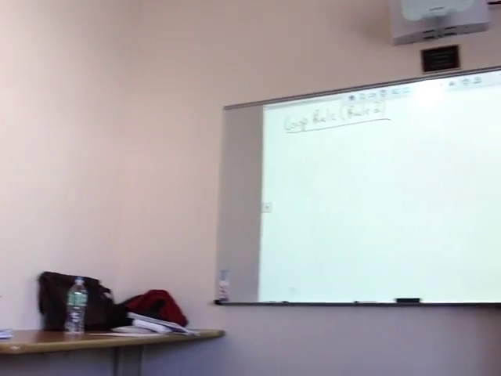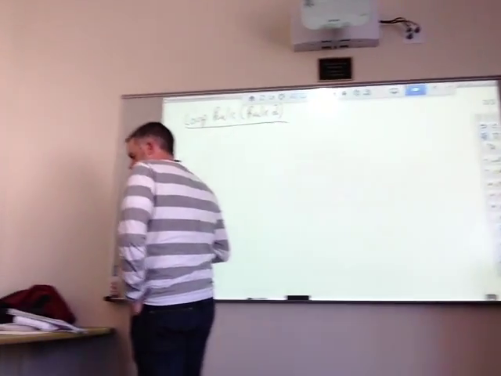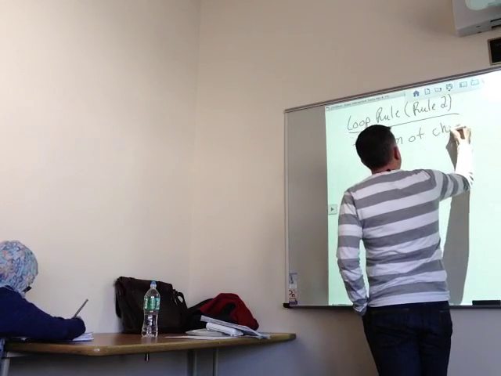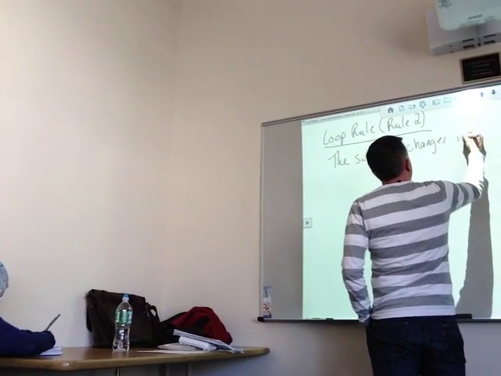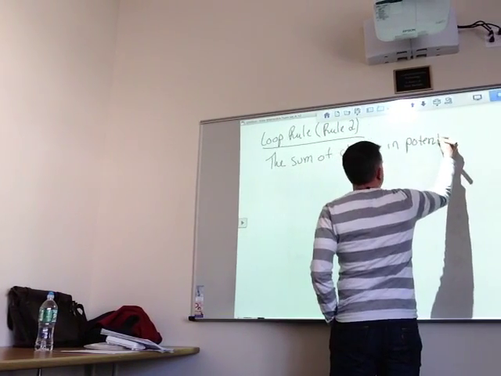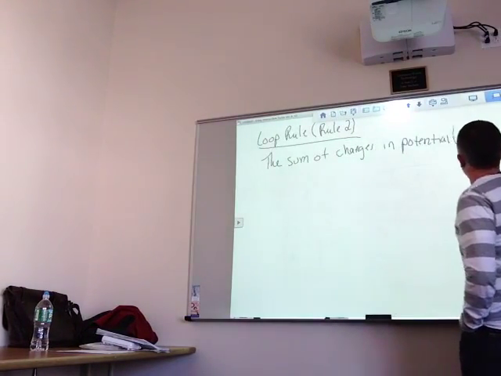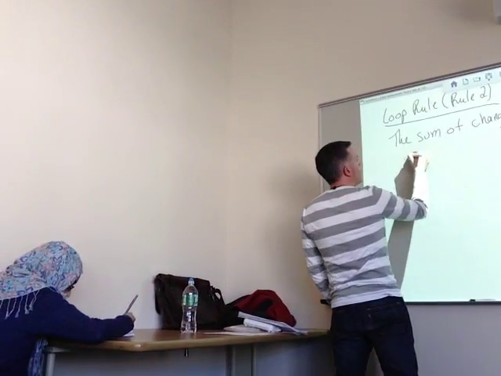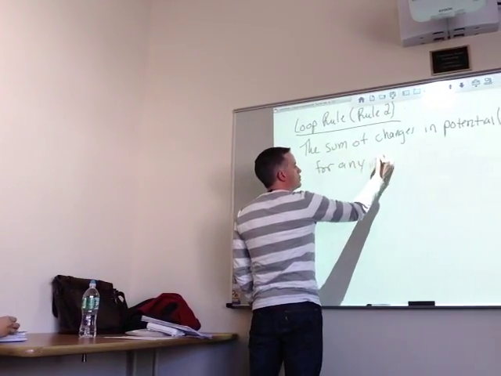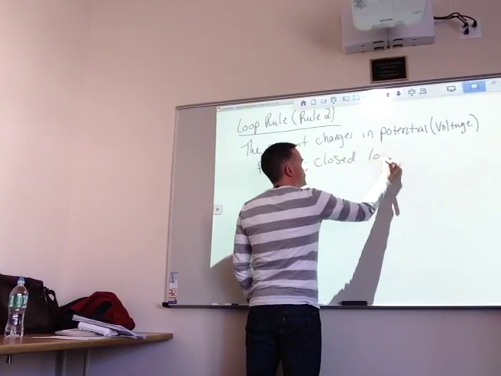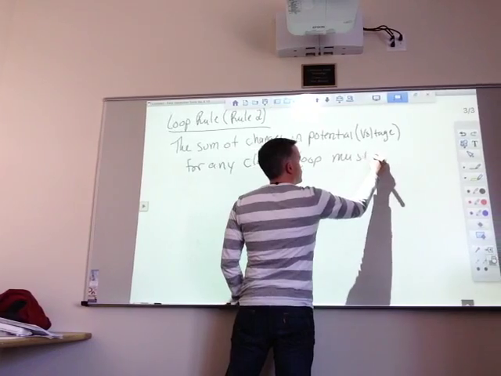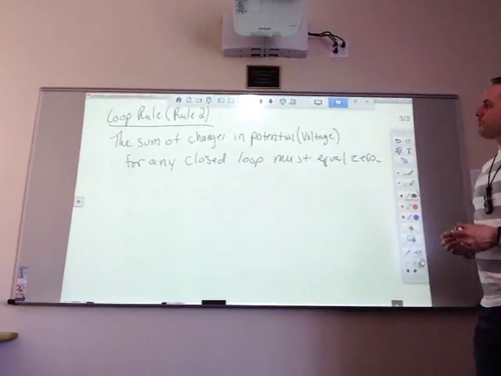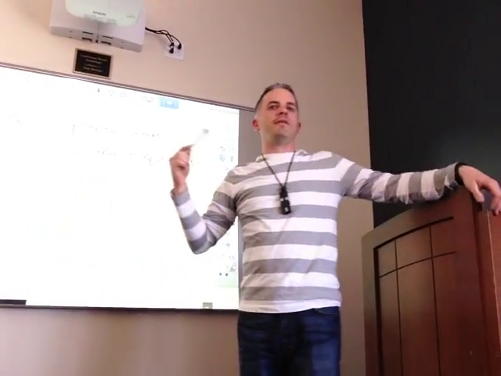So the loop rule is telling us that the sum of changes in the potential difference, in the potential, I should say, which means we're talking about voltage, for any closed loop must equal 0. Okay.